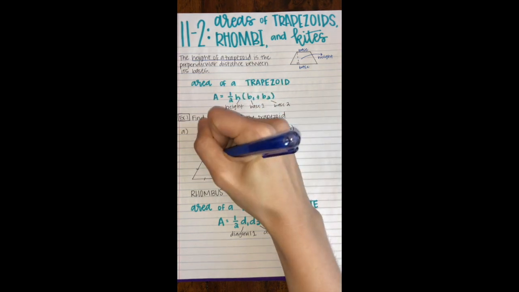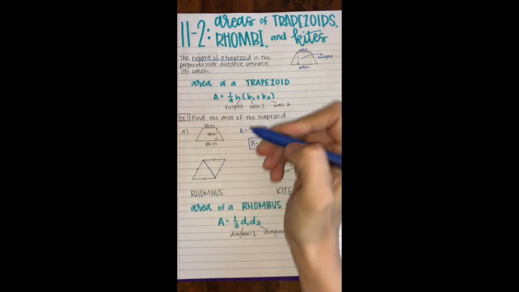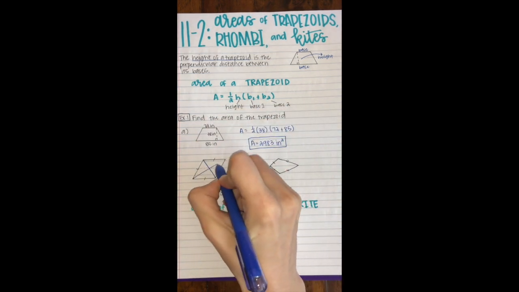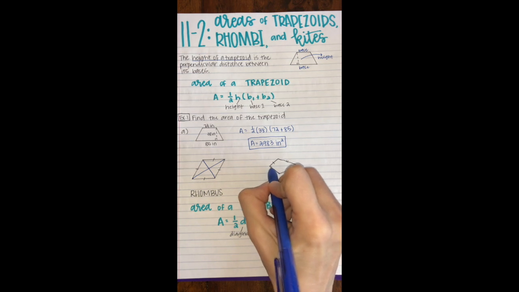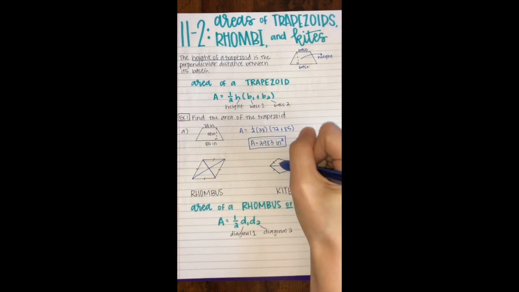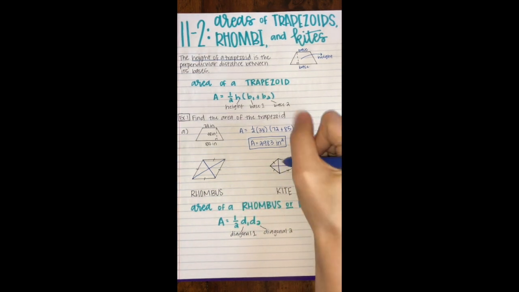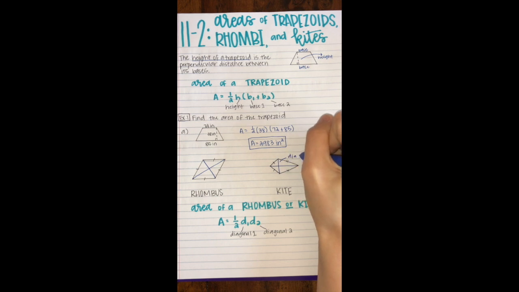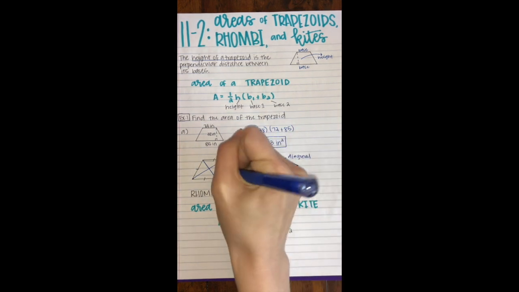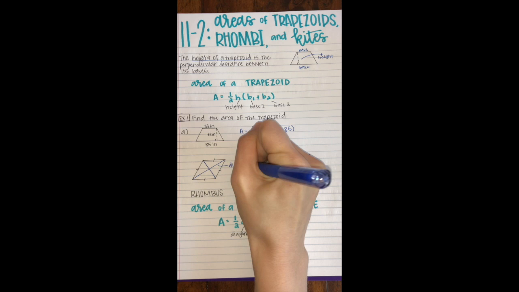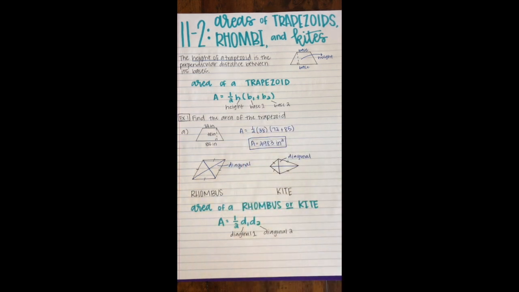I wanted to show you that a diagonal is just corner to corner. So that could be D1, this could be D2. Same thing with a kite, D1 and D2. Those are the diagonals that you're going to use in that formula. So you just do diagonal times diagonal and then times 1/2.